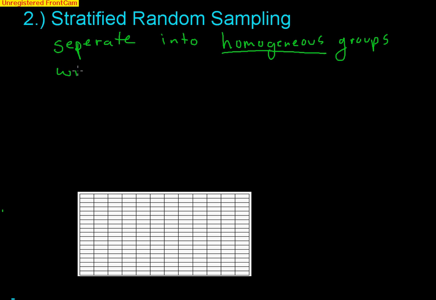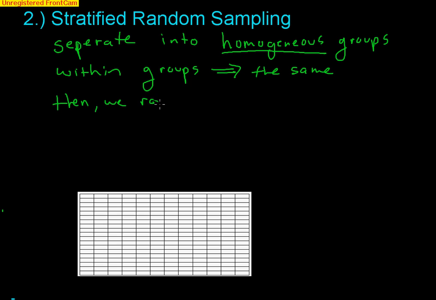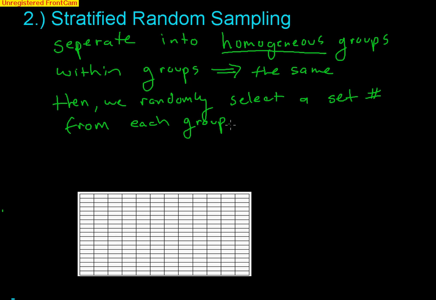So I'm going to write that down. Within groups, the same. The groups themselves would be different. The female versus male groups would be different, but within the group they're the same. So it's important that we understand that. Then we randomly select a set number from each group. So we separate into homogeneous groups, within each group they're the same, and then we randomly select a set number from each group.